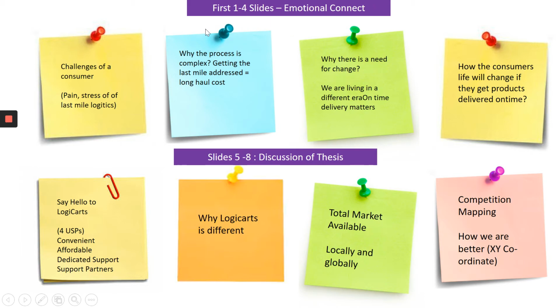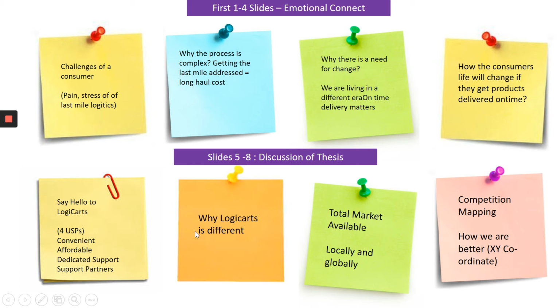For the first 4 or 5 slides, we'll not be talking about the product at all. We'll be talking about the problems of the customer. So what are the challenges, why is the process complex, why is there a need for change, why is this the right time for the change, and how will the consumer's life change if they start using the product. So this is setting up the plot without introducing the product. By this time, the investor will be very clear which industry you belong to, how big that industry is, whether it's an investable business or not, and things like that.